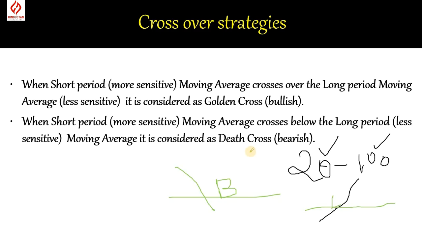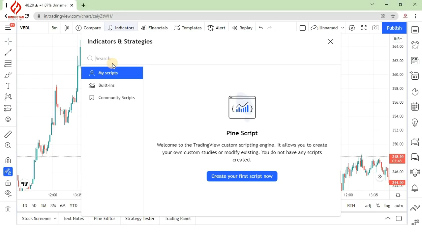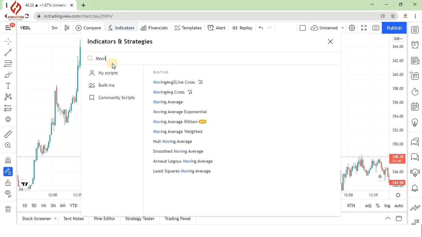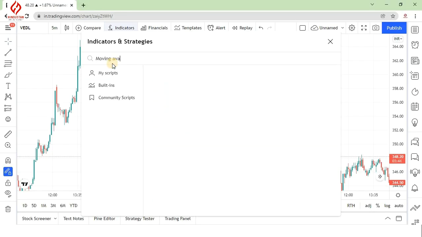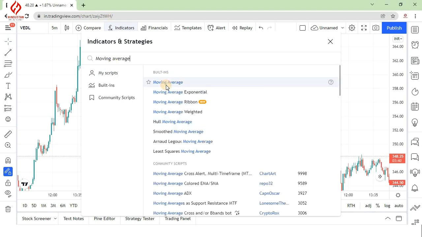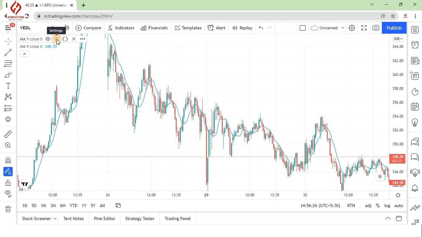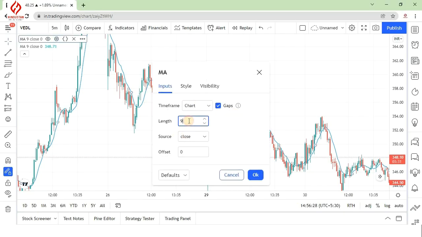So let us understand these concepts on a chart, live chart. So first let me plot a moving average. Go to indicator section and type here moving average. Let me plot two moving averages, one short period and one long period. Go to these settings and make it 20.